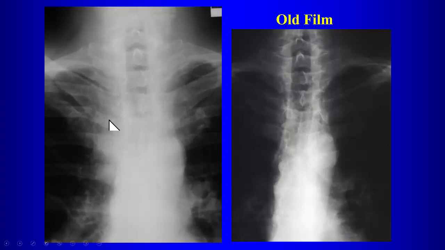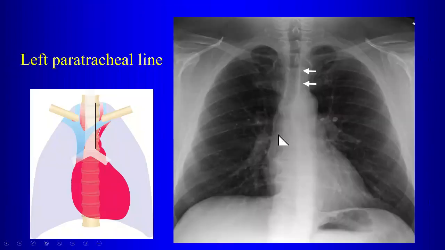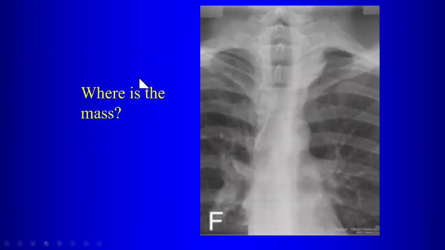What is the most common cause of widening of the right paratracheal stripe? It would be lymphadenopathy, yes. So this patient has right paratracheal lymphadenopathy, okay? Sometimes if there happens to be lung tissue there, you might see the left paratracheal line, but it's nowhere near as common as the right paratracheal line.